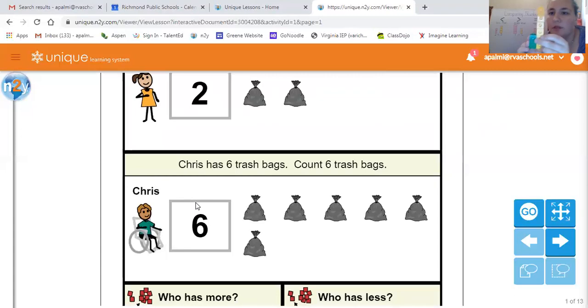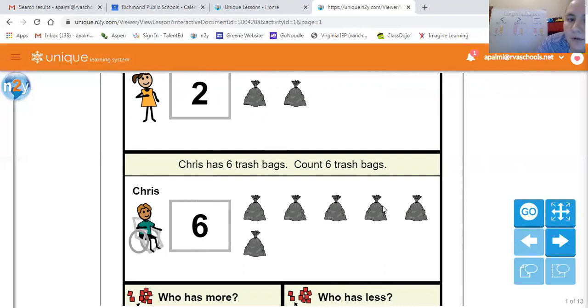So if I put these next to each other, who has more? Which color has more blocks? If these were cookies, which one would you want to eat? The green ones or the yellow ones? Yeah, the yellow ones, right? Chris's garbage bags or trash bags are more.